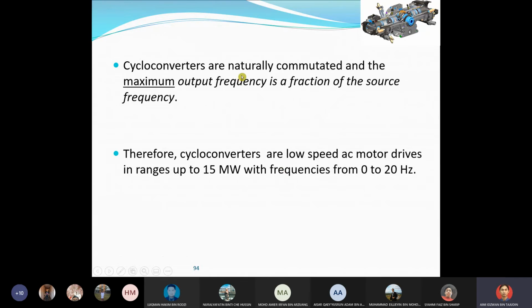Okay, cycloconverters are naturally commutated and the maximum output frequency is a fraction of the source frequency. Okay, we will play with fractions. Half of the source frequency, so 25. It uses a fraction of our frequency. Therefore cycloconverters are low speed AC motor drives in the range up to 15 megawatts with frequency from 0 to 20, so it is small. So the cycloconverter still changes the frequency, but for low speed applications.